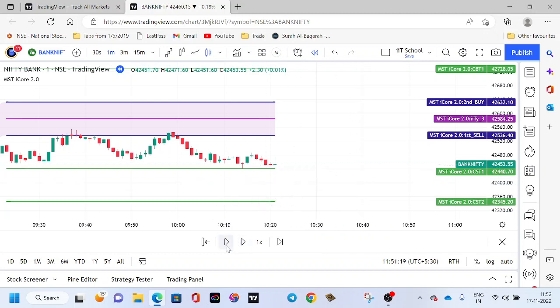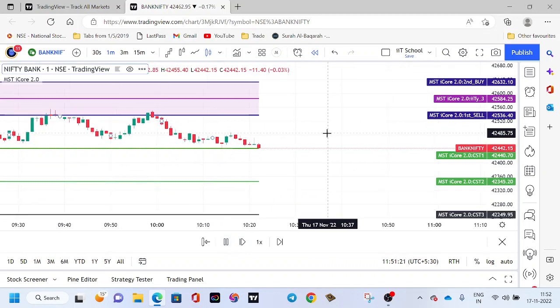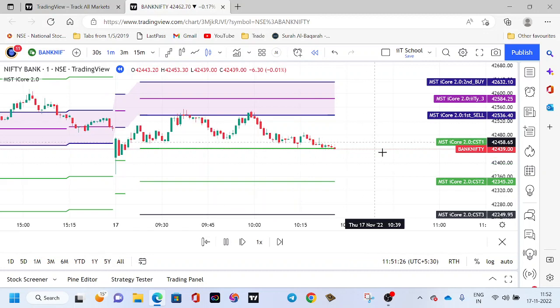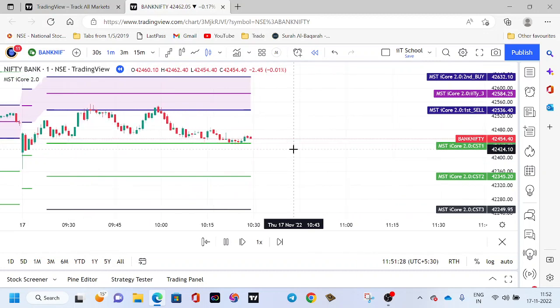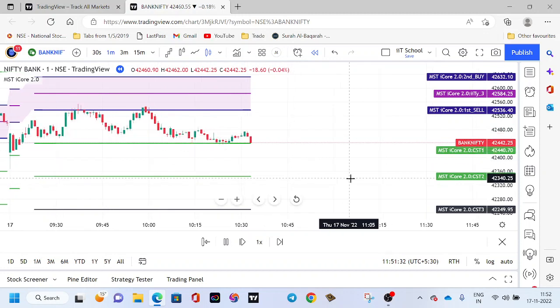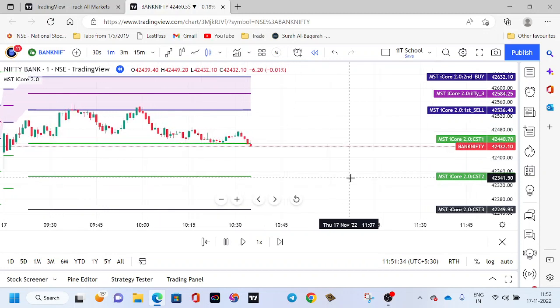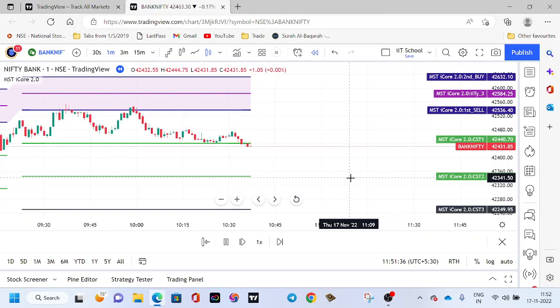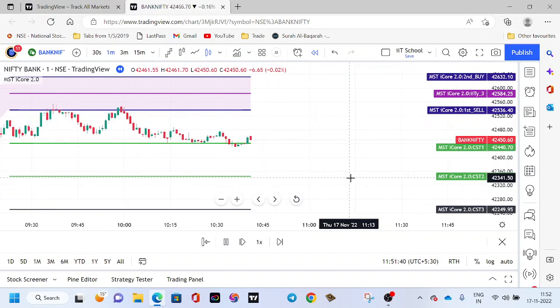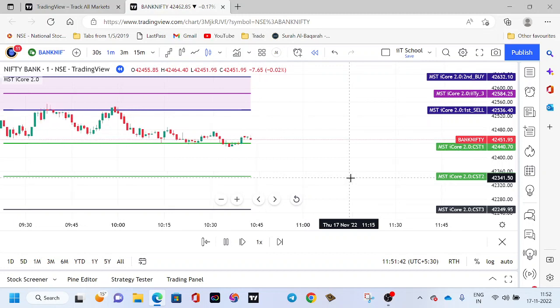So once again I'm running the market. This is the current market I'm running. If it is going back and hitting my stop loss, no issue, because I have already booked 1 lot. I have booked the profit from 536 to 440. So around 105 points we have got the profit. So wherever the market goes, no issue.